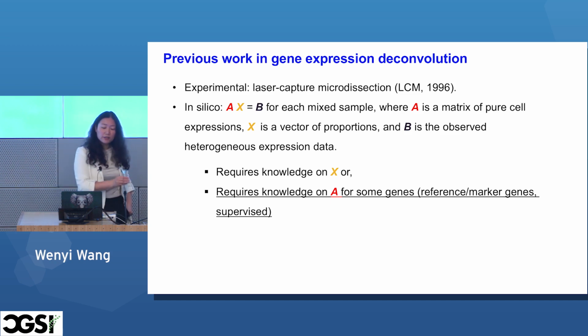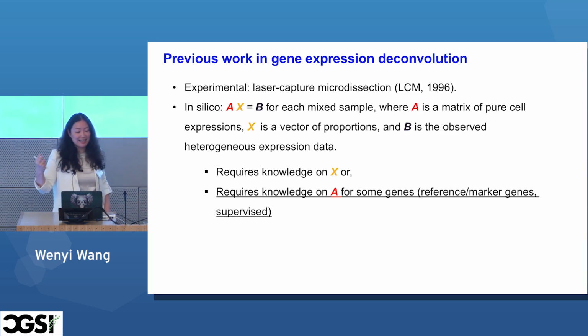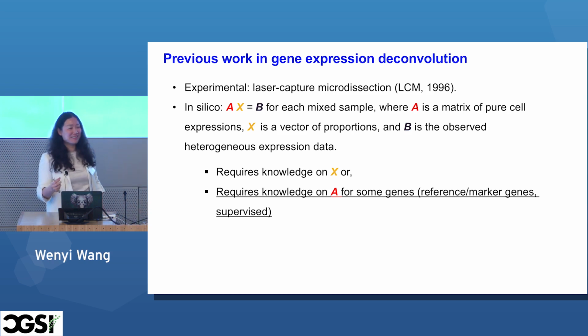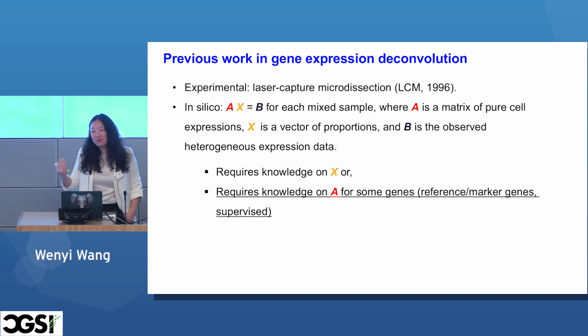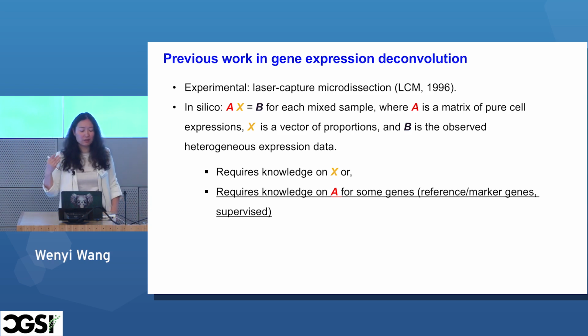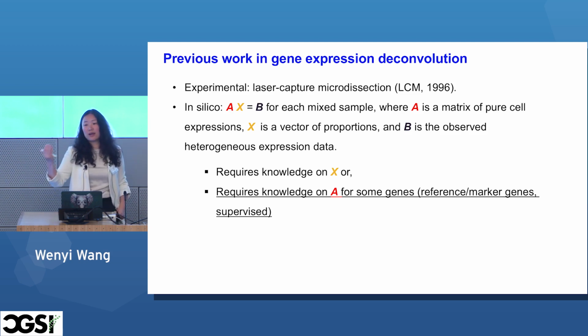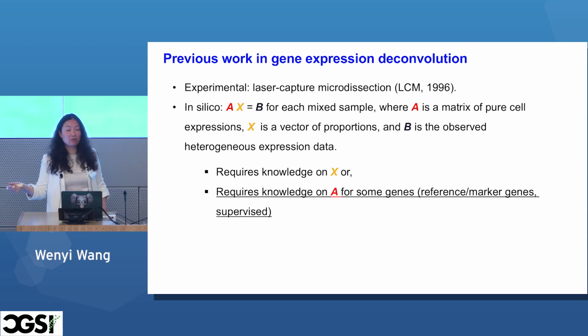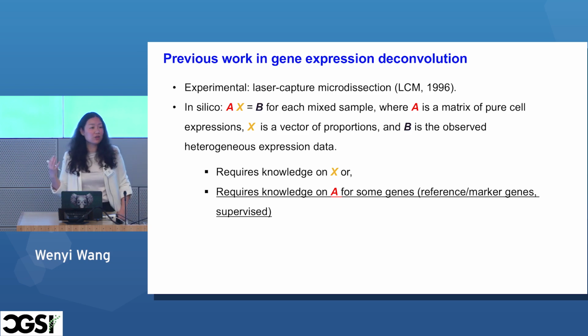Earlier deconvolution methods tend to say, let's assume that we can get X, which is the mixing proportion, and then solve for A. But it turns out X is actually the most difficult to estimate. There's no reliable way that can give us a good starting point for X. So alternatively, more recent methods all more or less rely on knowledge of A for some of the genes. As you can see, we don't really need 10,000 genes to be able to solve for X. We just need, say, 50 to 200, etc.